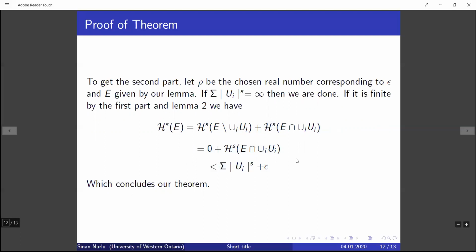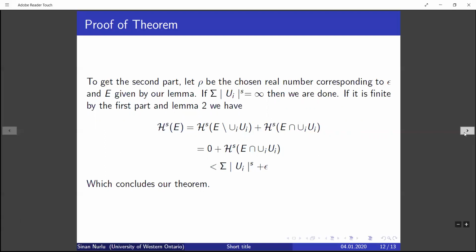But we know it from the lemma because according to the lemma, we could find a rho which in the first part we picked, we fixed it, but now we are choosing our rho according to our epsilon and E. So we picked such a rho, and then this inequality holds because of our lemma. And that's all we want to show, because then this inequality also holds. So this concludes our theorem.